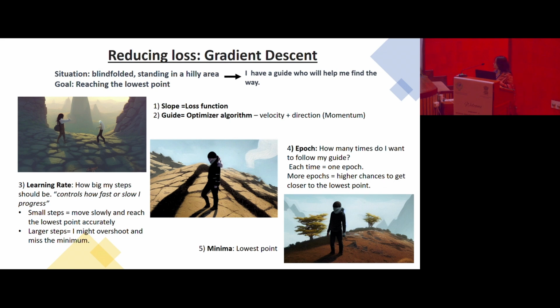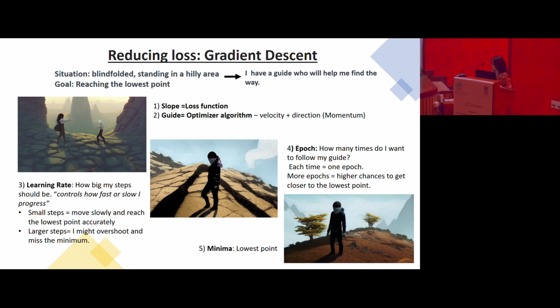The guide is the optimizer algorithm, which will not only tell you the velocity or the direction that you should go in, but it will also tell you the learning rate. So when we have velocity and direction, that is momentum, we will be learning about adjusting momentum in our hands-on sessions. Then it also tells me how big my steps should be, that is, it controls how fast or slow I should progress.